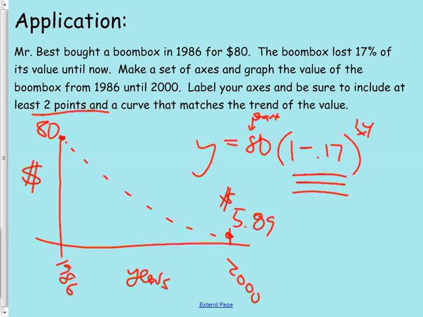Could I have figured out a different point, like halfway? Sure. What would be halfway if it's 14 years? Or sorry, it's not till now, it's till 2000. Halfway in there would be like 7 years later, which would be like 1993. Yeah, you could put in 7 here then and figure out the price in here somewhere. You don't have to, but if you wanted to, you could. But you have to have 2 points.